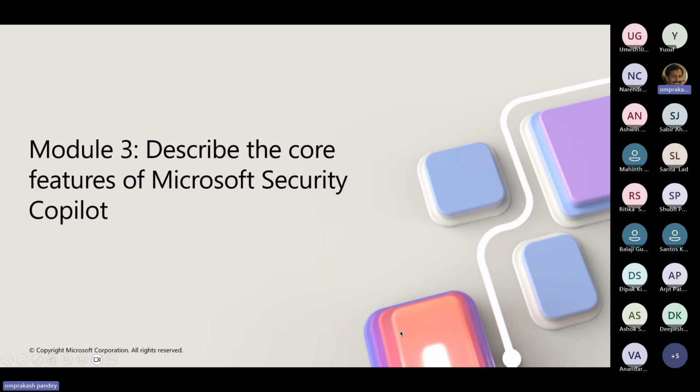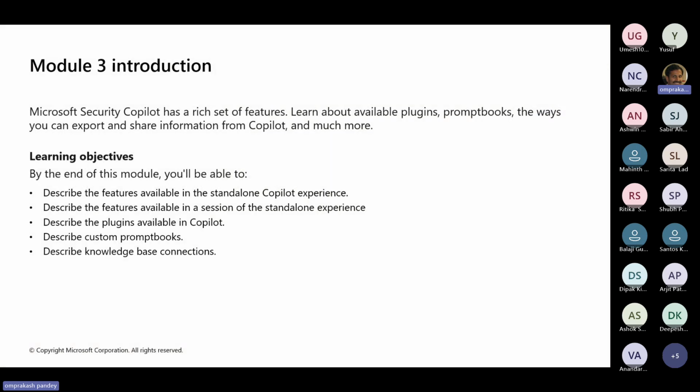Let's go to the next module, module number 3, and let's understand the core features of Microsoft Security Copilot. So guys, till now we have done 2 steps. Step number 1, creating the capacity for Security Copilot. Step number 2, giving permissions for respective users over here.